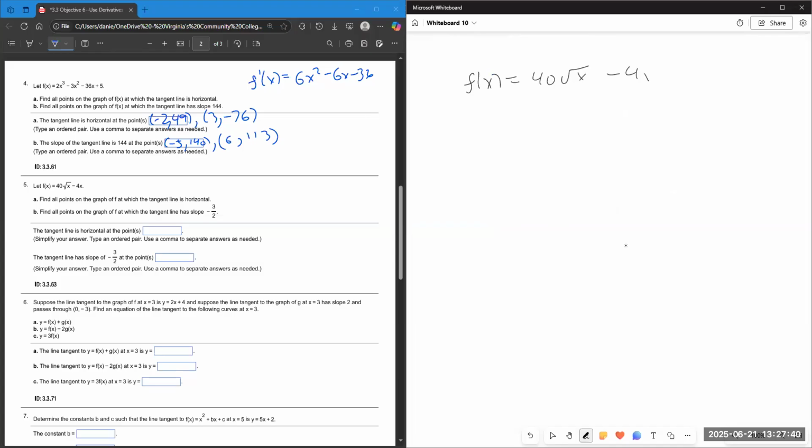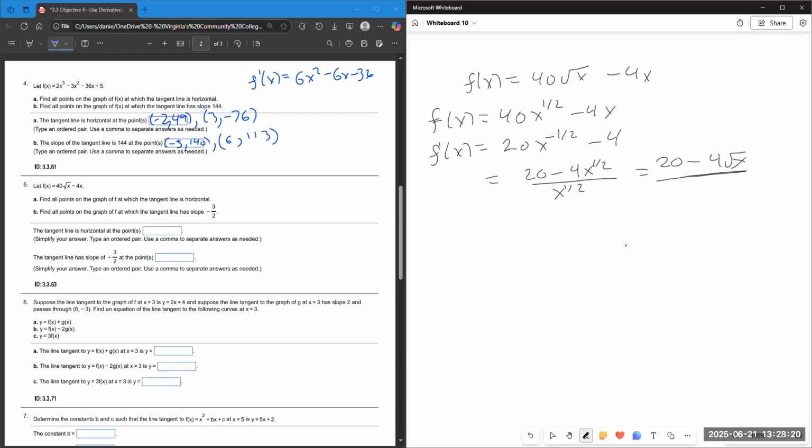Number 5: f of x equals 40 root x minus 4x, and we want all the points where the tangent line is horizontal. So let's think of that as 40x to the 1/2 minus 4x. The derivative is 20x to the negative 1/2 minus 4, which is 20 minus 4x to the 1/2 over x to the 1/2. It's 20 minus 4 root x over root x.